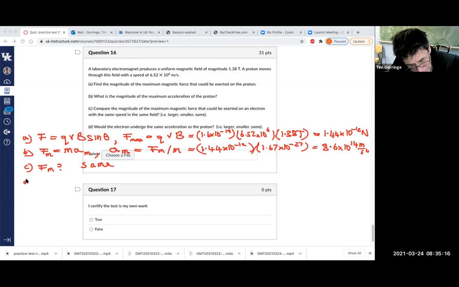On the other hand, the proton is much heavier than the electron, or the electron is much lighter than the proton. So although they both experience the same force, the relatively heavy proton will experience much less acceleration. The much lighter electron will experience greater acceleration. So this is larger. And so that's the answer to problem 16.